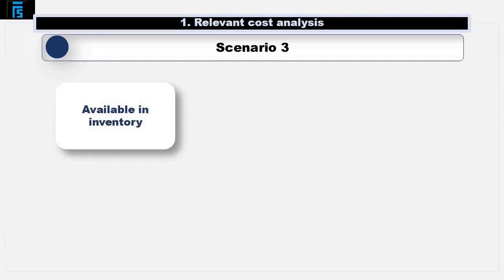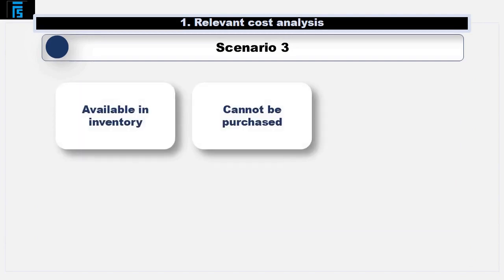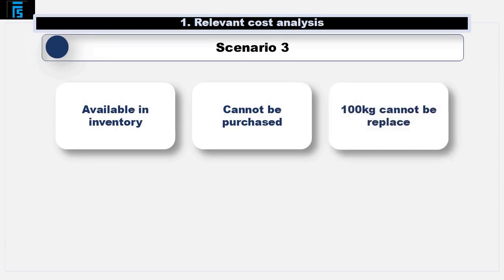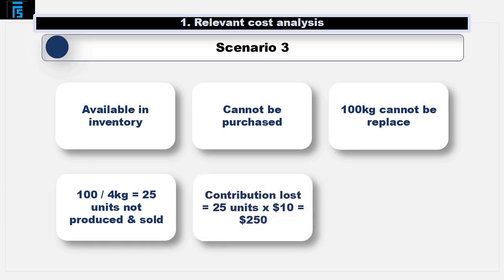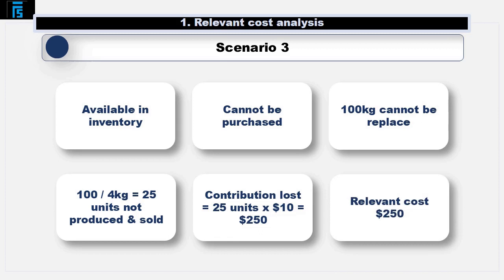The material is in inventory, but is no longer available to purchase. This means that the 100 kilograms required could not be replaced. However, if taken, then 25 units of product K, being 100 kilograms divided by 4 kilograms per unit, would not be produced or sold. This would result in lost contribution of $250 to C Limited, the $250 being made up of 25 units of product K multiplied by $10 per unit. Thus, the future incremental cash flow impact of using 100 kilograms of material for this job is $250.